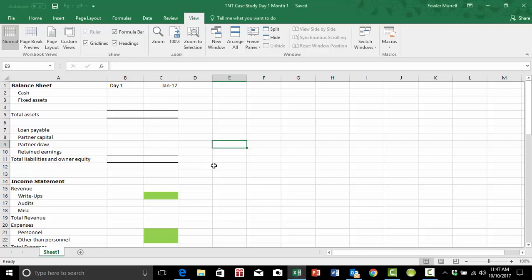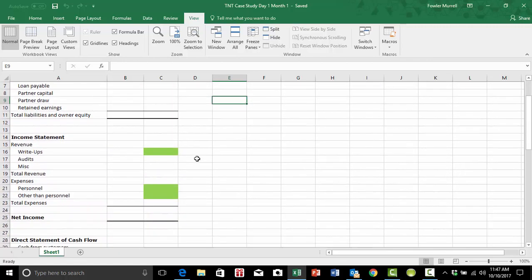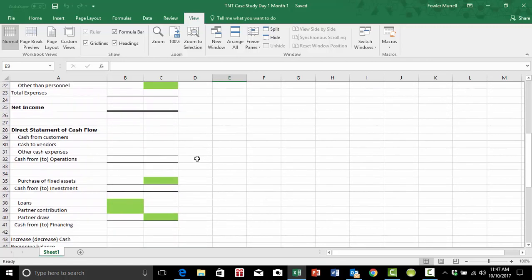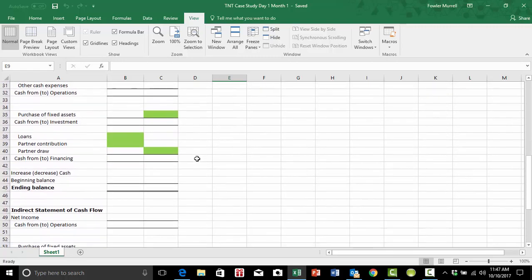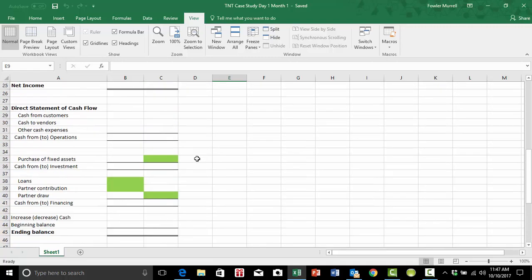This worksheet represents our accounting company, TNT. It's day 1, month 1. We have a balance sheet, an income statement, a direct statement of cash flow, and an indirect statement of cash flow.